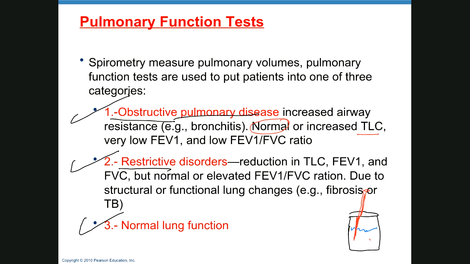Sometimes the TLC may actually be increased a little bit because maybe the glass of water has expanded a little bit, because the glass of water is the lungs, and the elasticity of the lungs may be a little bit stretched. But typically it's just a normal TLC because there's nothing wrong with the lungs. There is something wrong with the straw, with the conduits. So obstructive diseases will be things like bronchitis, asthma, COPD, chronic obstructive pulmonary disease. Those are the obstructive diseases.